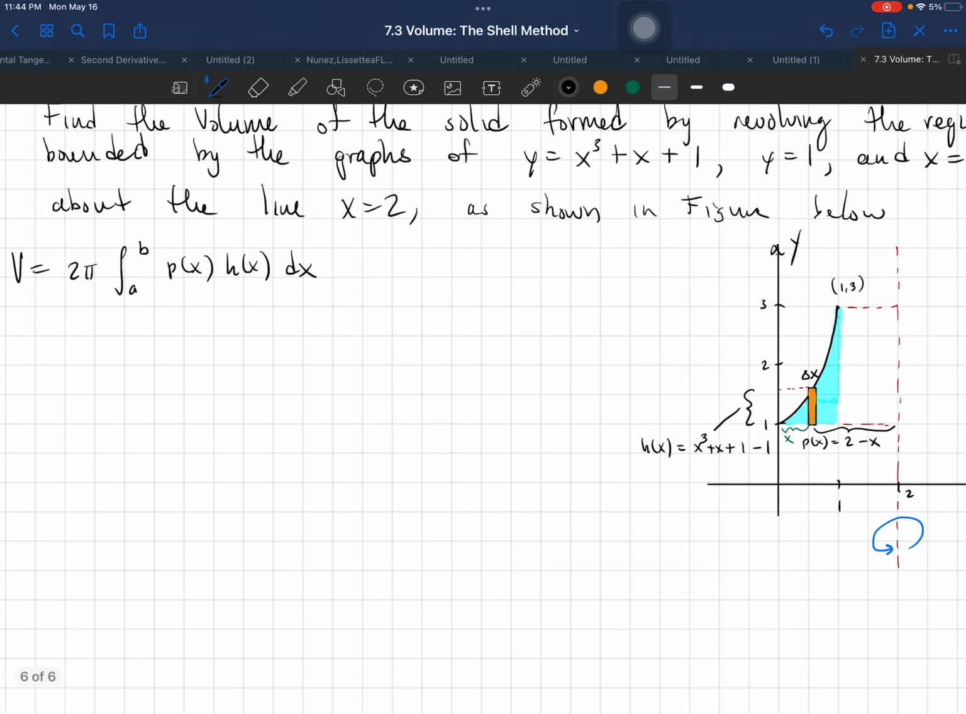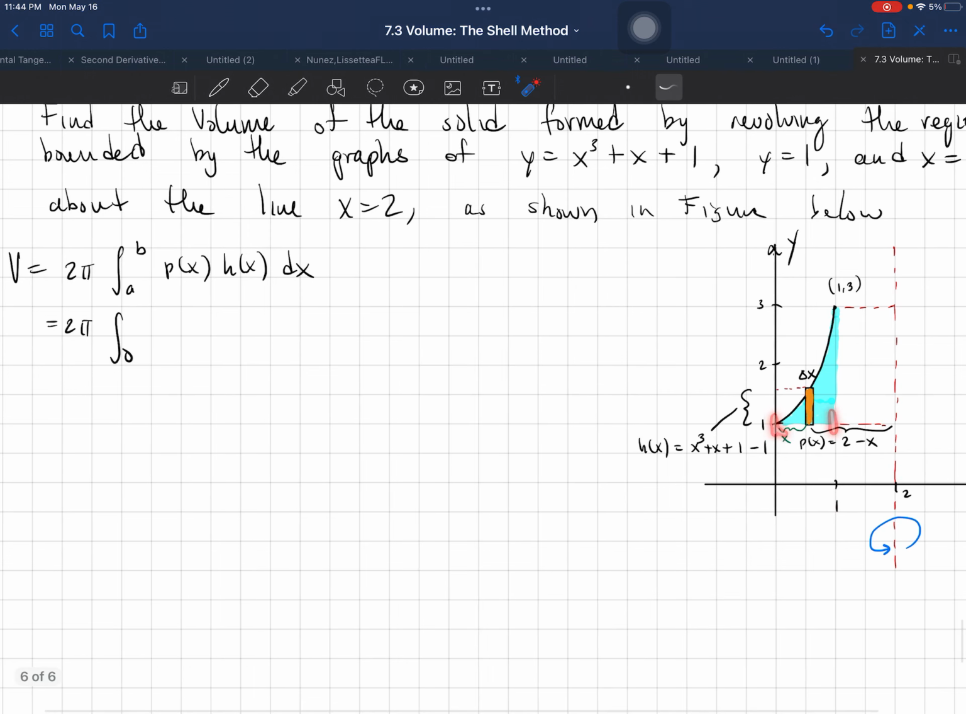We're going to try to finish up this part right here to set it up. So we have 2 pi, and the rectangle is moving from x equals 0 to x equals 1, so from here to here. That tells us it's going to go from 0 to 1. We already mentioned that p of x is 2 minus x. H of x is going to be x cubed minus x plus 1 minus 1 delta x.